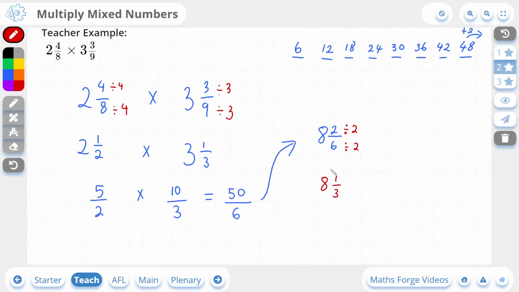So this should be our final answer. Let's just check it. There it is. This is the answer in its simplest form.